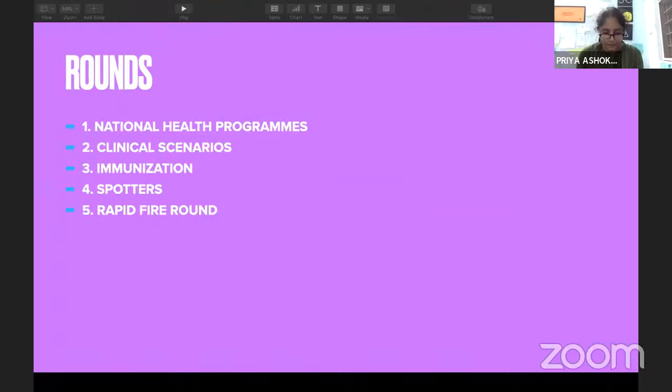We will be having 5 rounds in this quiz. The first one will be on health programs, second one on some clinical scenarios, third one on immunization, fourth one will be spotters, and the fifth one will be rapid fire round. For each set of questions that you get, you will be given 90 seconds, except for rapid fire round, it will be 60 seconds, which I'll get to later.